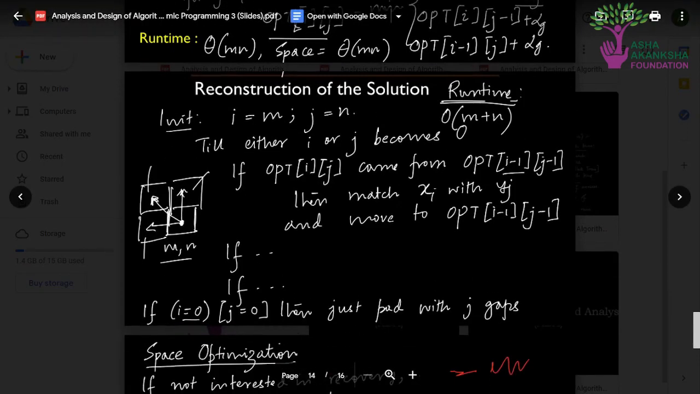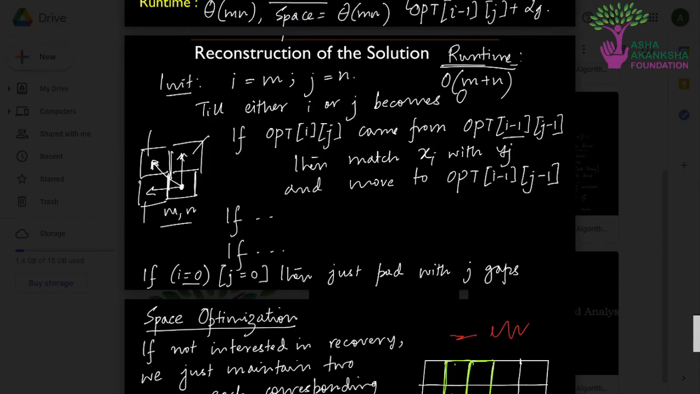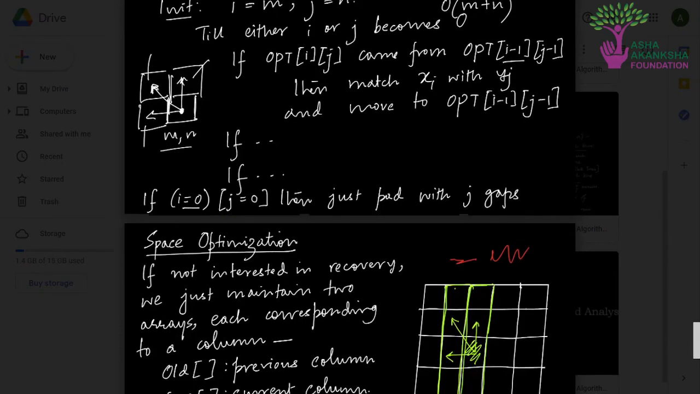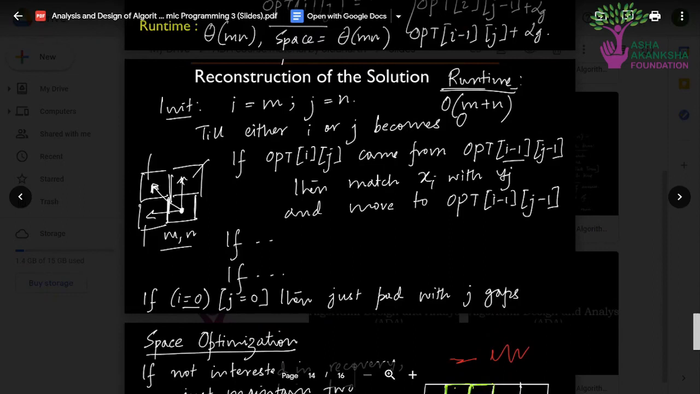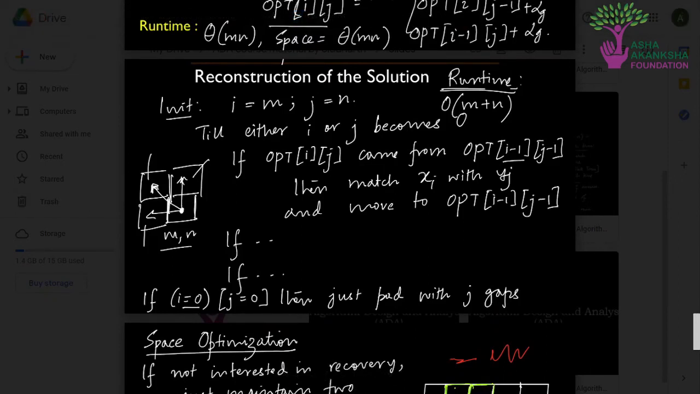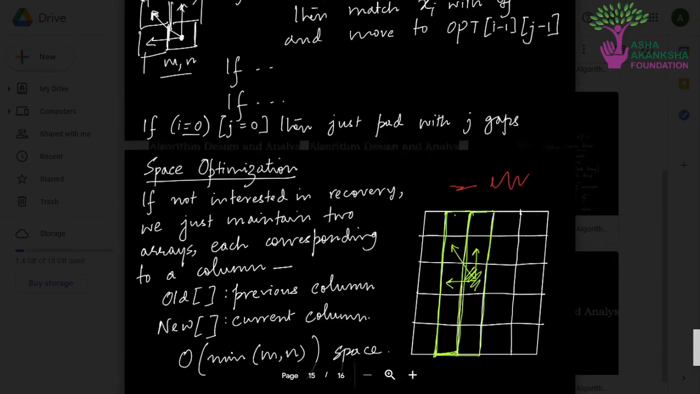Similarly, we can do for all other cases as well. If either i becomes equal to 0 or j becomes equal to 0, then we can just pad the remaining elements with the gaps only. That is, we can pad from x1 to xith elements with gaps, or y1 to yith elements with gaps. So this is the thing.